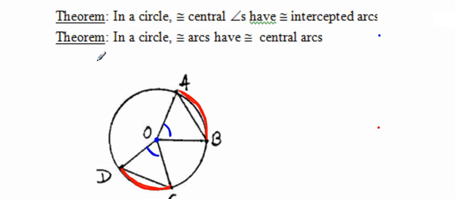And the second theorem is just what we just said, but in reverse. Anytime those red arcs are congruent, we know that the blue central angles must be congruent as well. And again, that ties back to exactly what you learned in the last video.